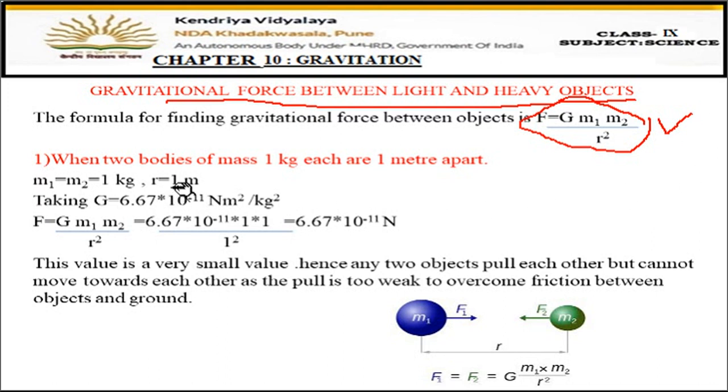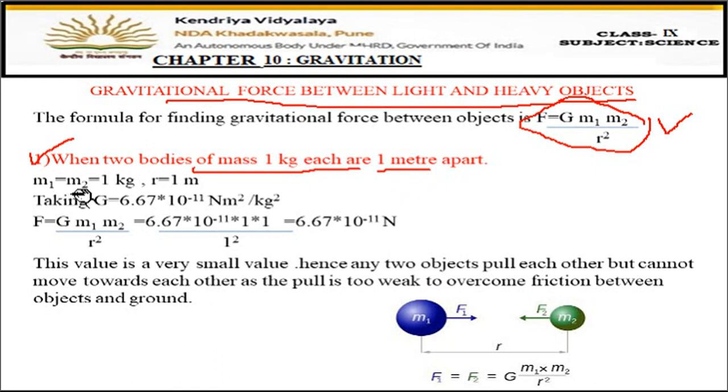Now we have to study three cases here. The first one is when the two bodies are of 1 kg mass each. That means the first body is also of 1 kg and the second body is also of 1 kg, and they are kept at a distance of 1 meter. So this is the first case, that when the two bodies of mass 1 kg each are 1 meter apart. So what is given here students?